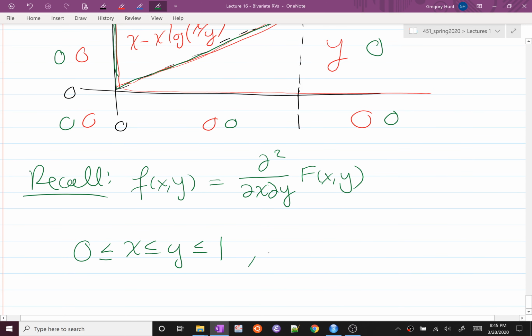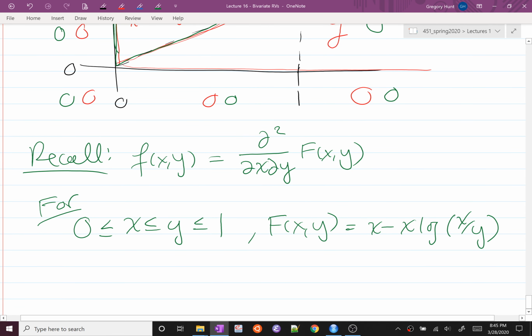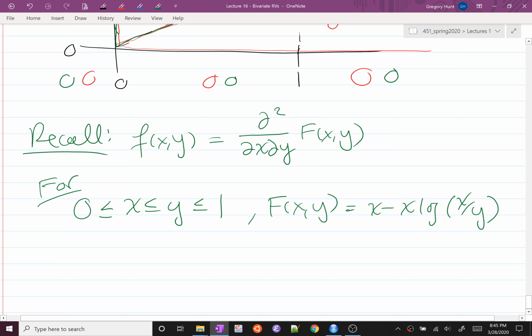And the CDF, let's write it like this. For this region, the CDF we wrote as x minus x log x over y. You do have to verify that this is actually a legal CDF that satisfies all the properties I claim. It's a bit much, but one could do it. We can rewrite the CDF as x minus x log x plus x log y. Now that's just using properties of logarithms. I can write the log of a quotient as the difference of the logs.